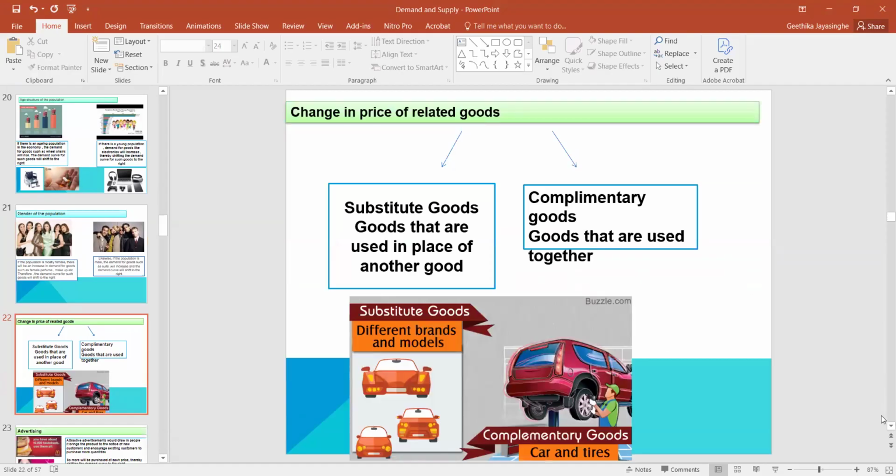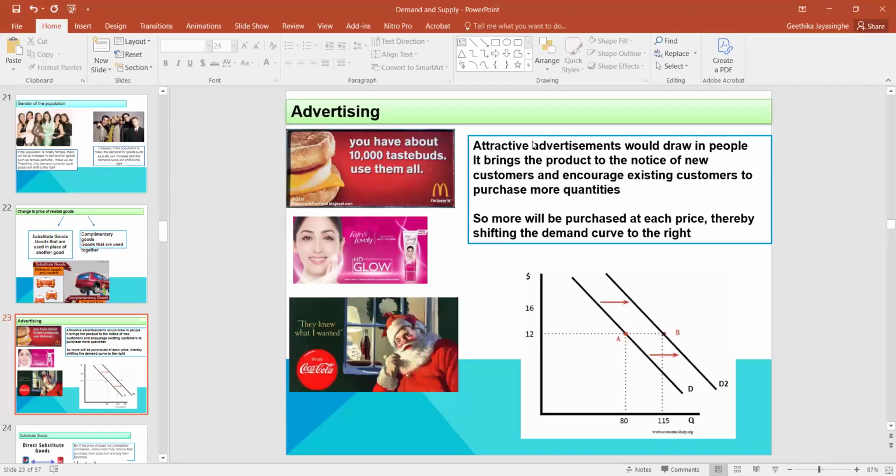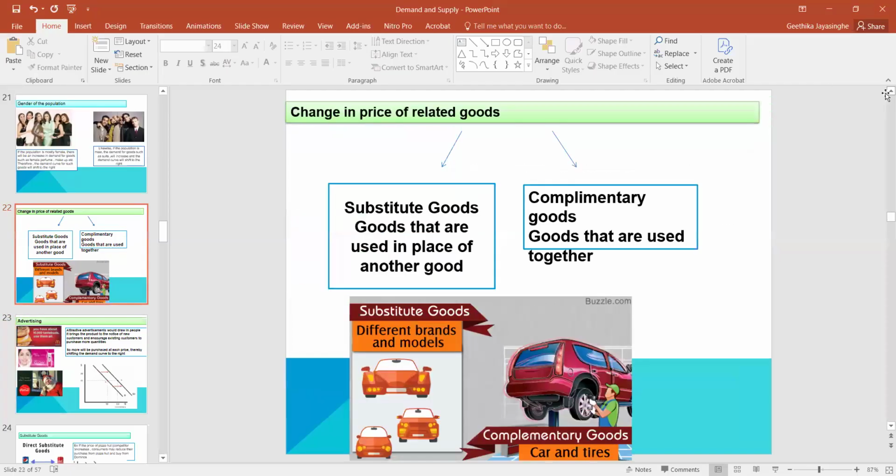And the price of related goods. I just explained a bit. Goods which can be used instead, and also goods which are to be used together, can decide the demand going from one to another. For example, different brands and models of vehicle. You can buy this or that.